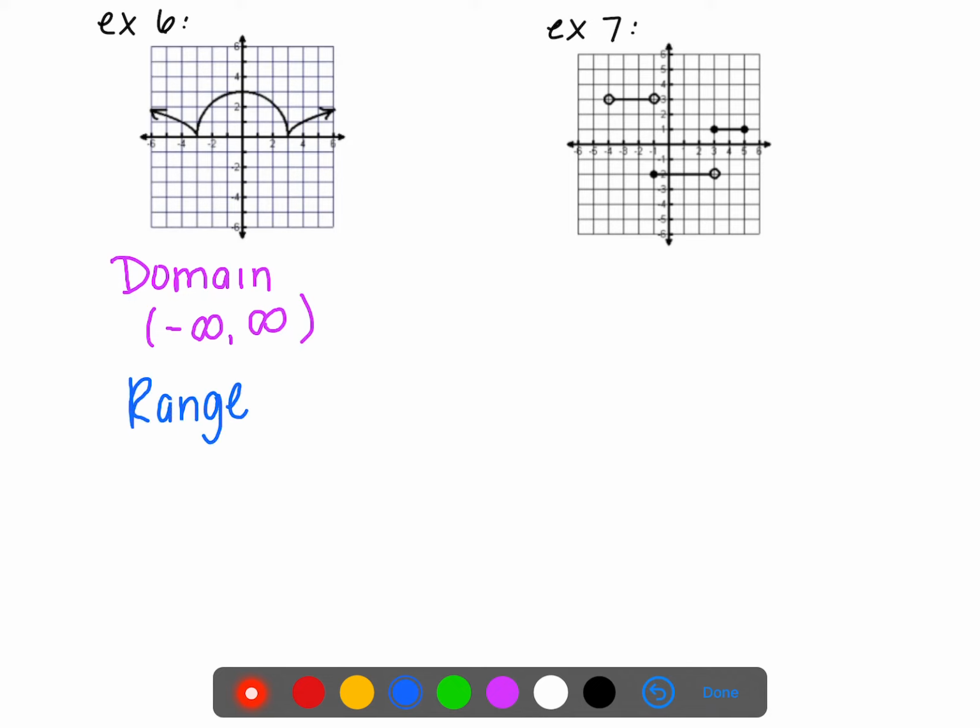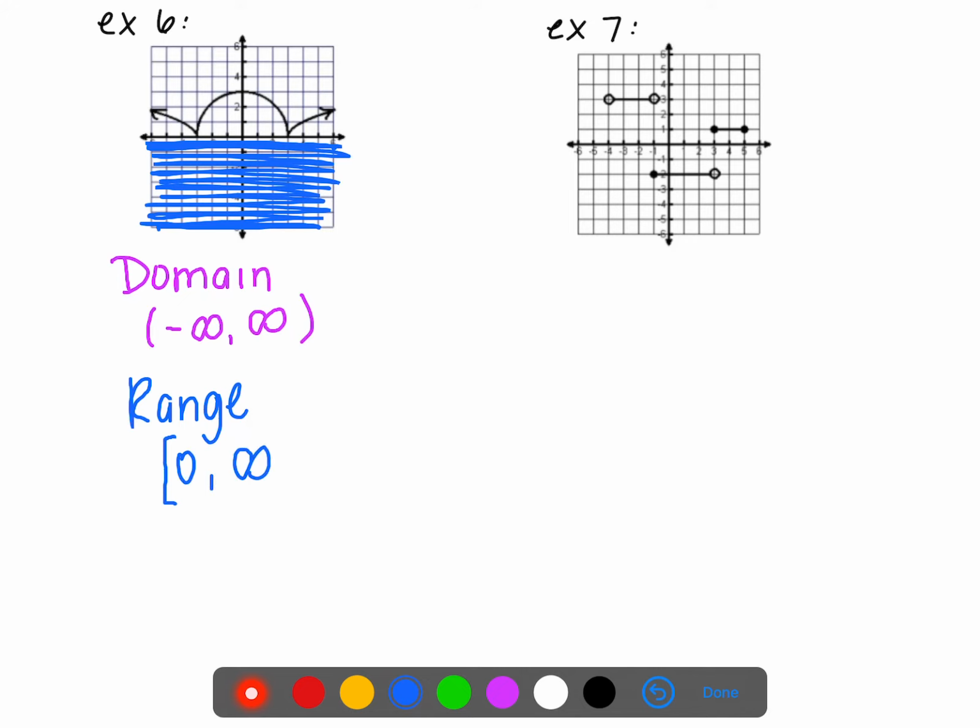As for my range, I do notice that the graph is pointing up on this side. It's also pointing up on the left side. So it's going up forever, but I don't need this part. There's no graph down here until I get to zero. So I'm going to start at zero. I'm going to include it because I don't have any open circles. I just have a smooth graph. And then I'm going up forever, so I'm going all the way to infinity.